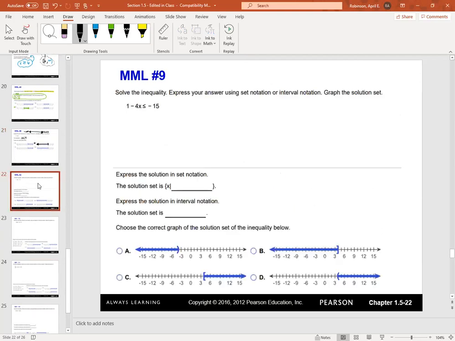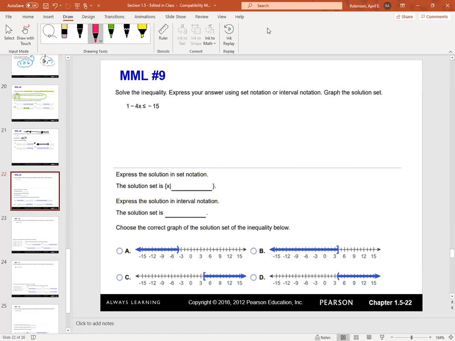Number 9. Okay, now we're going to solve. And I can already tell I'm going to have to divide by a negative because there's only one X in the equation and it's a negative 4X. So my last step will be divide off that negative 4, which means I've got to remember to reverse my sign.